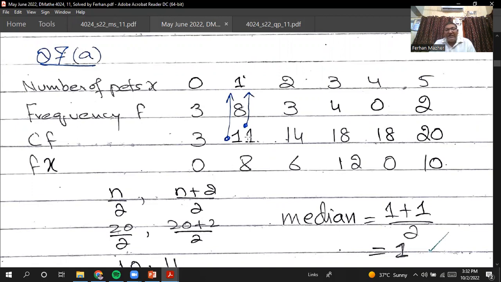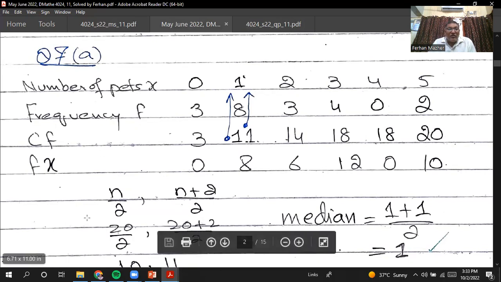3 plus 8 is 11. 11 plus 3 will be 14. 14 plus 4 will be 18. 18 plus 0 is 18. 18 plus 2 is 20. So the last CF is 20. It's an even number if the last number of the CF, cumulative frequency, is an even number.